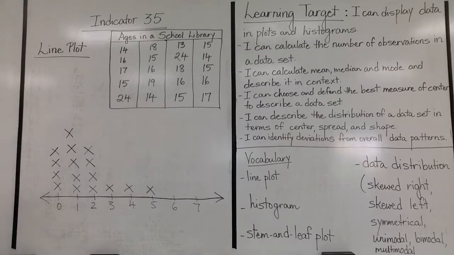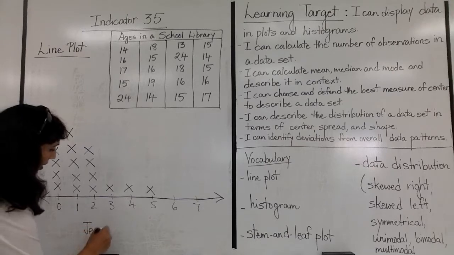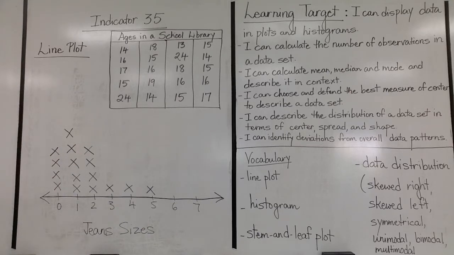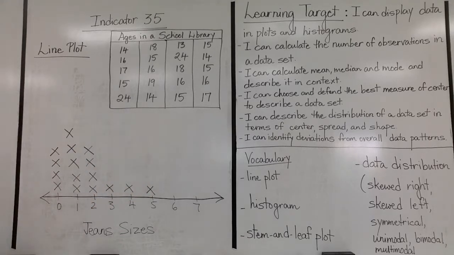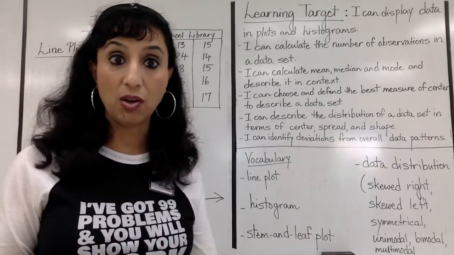Looking at this, let's say we're talking about jean sizes over here. So make sure you label your graph so that we know what you're talking about. You can see that there are 1, 2, 3, 4 people who wear a size 0. There are 1, 2, 3, 4, 5 that wear a size 1. There are 1, 2, 3, 4 that wear a size 2. One person wears a size 3, one person wears a size 4, one person wears a size 5. Always count how many numbers you have in the beginning, and then make sure you plot it all, because even one missing, your graph is off and it will not be counted correct.